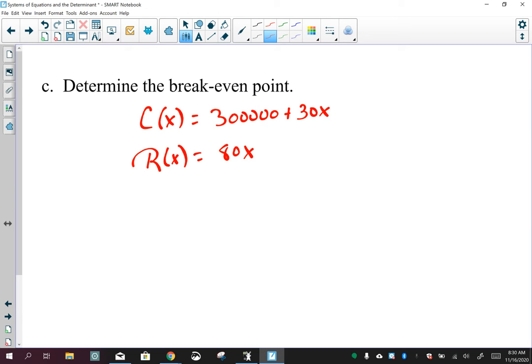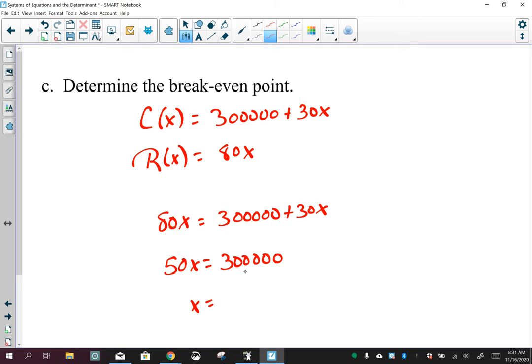Okay. So when I'm talking about a break-even point, I'm talking about setting them equal to each other. So when I set them equal to each other, I have 80x is equal to 300,000 plus 30x. I'm going to move that 30 over and I wind up with 50x is equal to 300,000. And then I'm going to divide by the 50. When I divide this by 50 and that by 50, I get, what is that? 6,000. Yeah, I get 6,000.